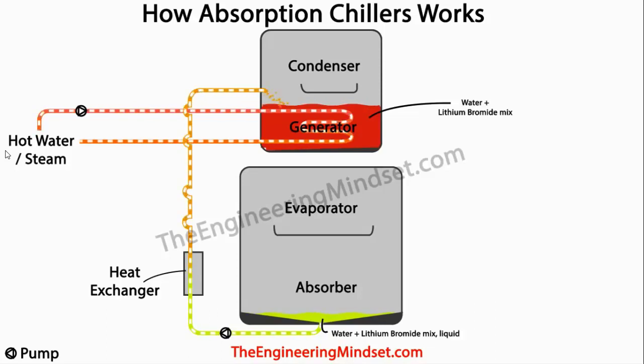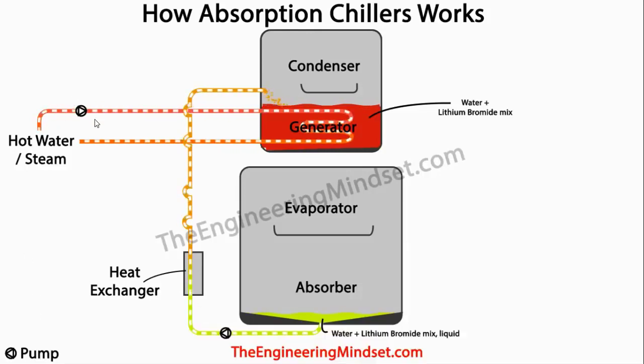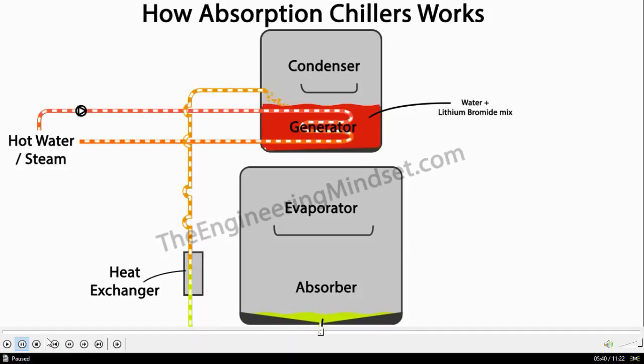Next, heat is added to the reservoir containing the lithium bromide and water, and this will begin the separation. The source of heat can be steam, hot water, condensate, or even solar energy or flue gases. So any kind of external heat source can be used to separate the absorbent and the refrigerant.